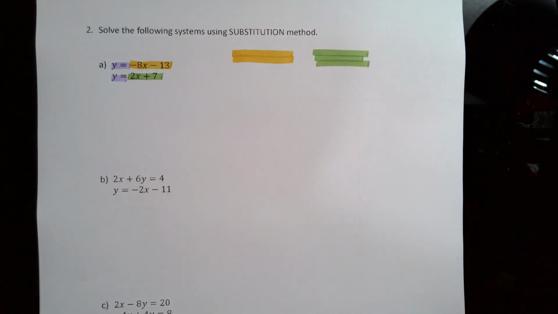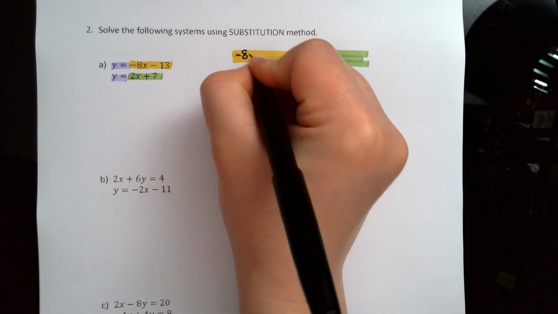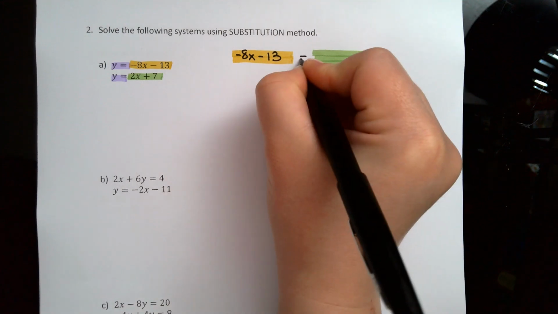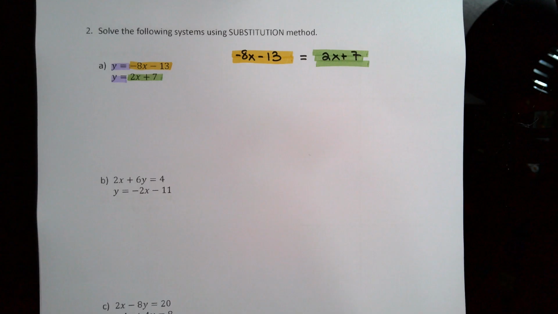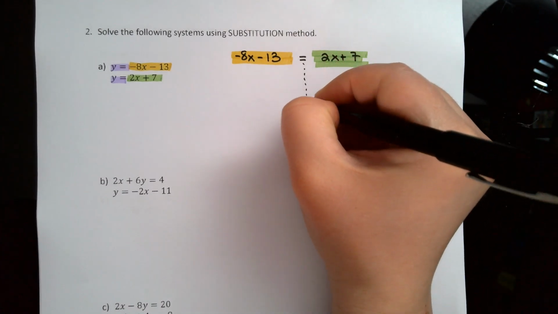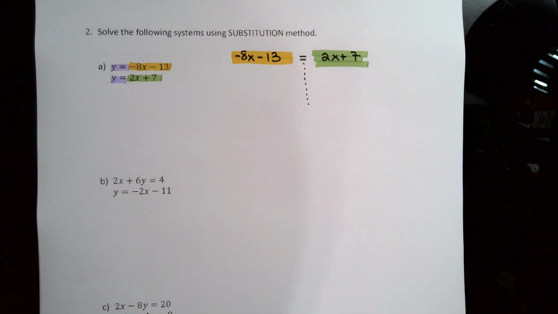Again, only do this when it's both y equals. So I get negative 8x minus 13 equals 2x plus 7. Set them equal to each other, dotted line. And now we are solving like we do typical equations in semester 1.